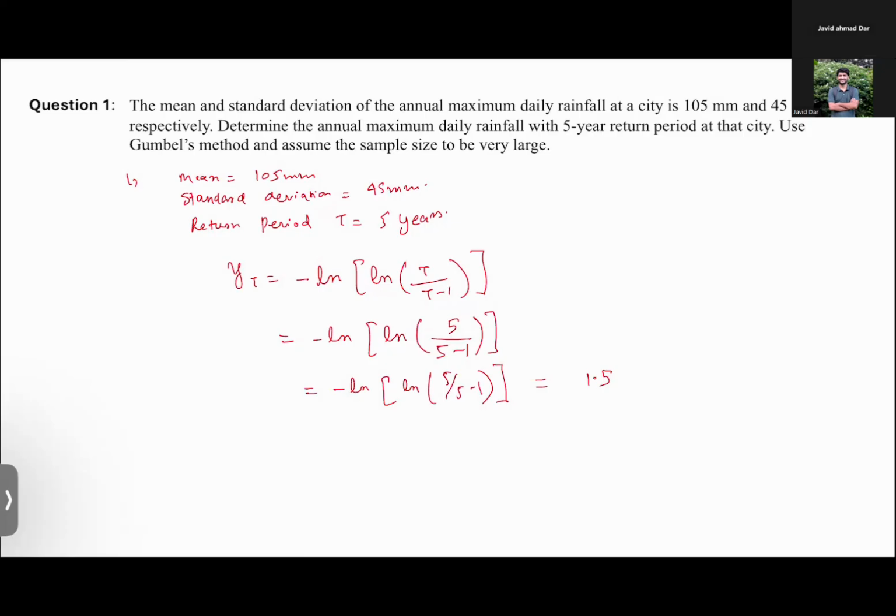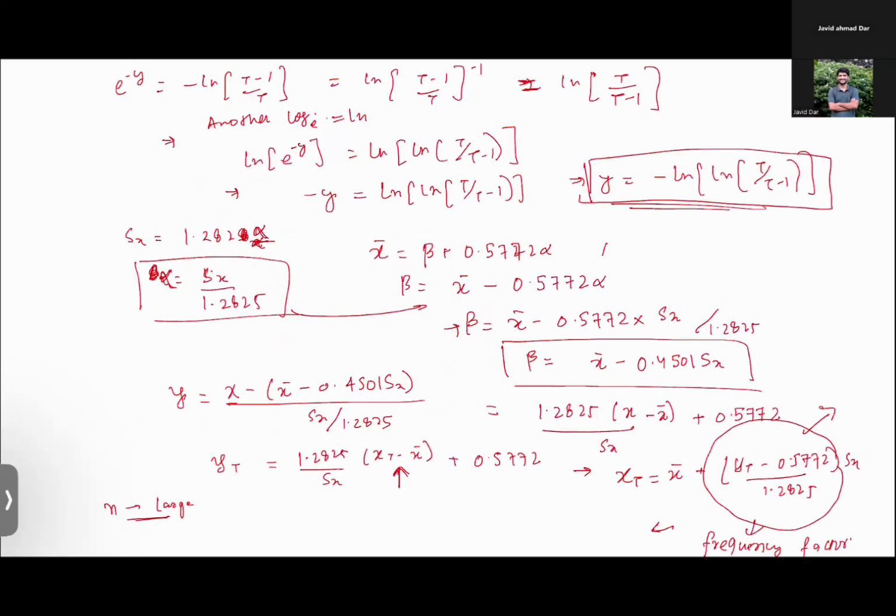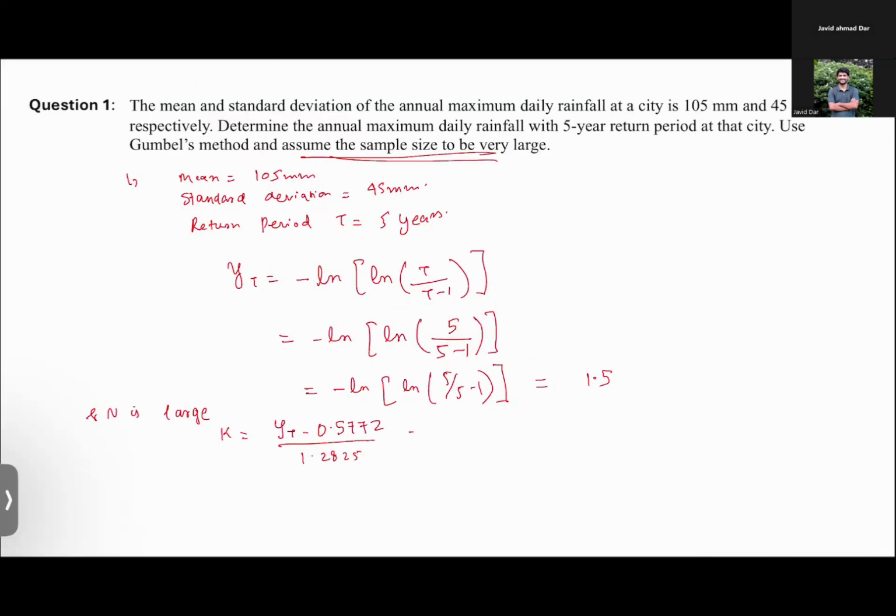Now, since n is large, as given in the problem, we know the frequency factor is yt minus 0.5772 divided by 1.2825. This is what we got from here. And now the yt we have calculated as 1.5. You subtract the value 0.5772 from it and divide it by 1.2825. You get a value of roughly 0.72.